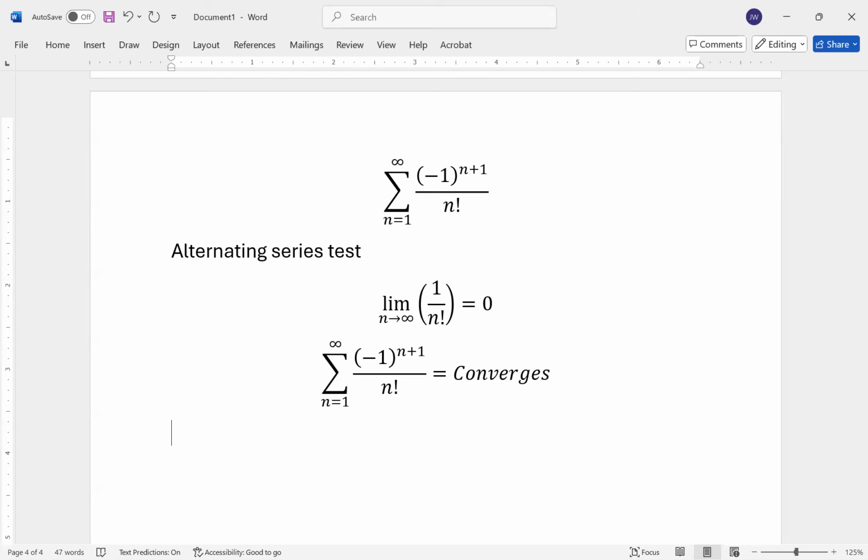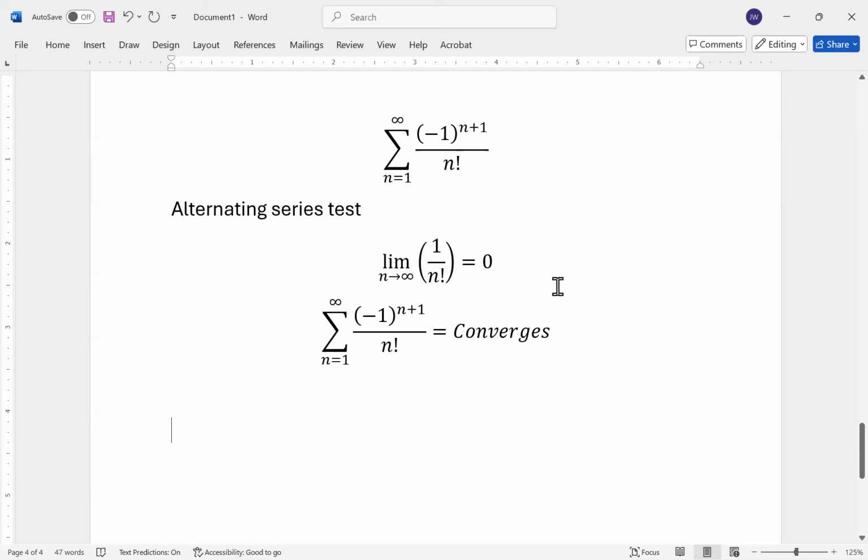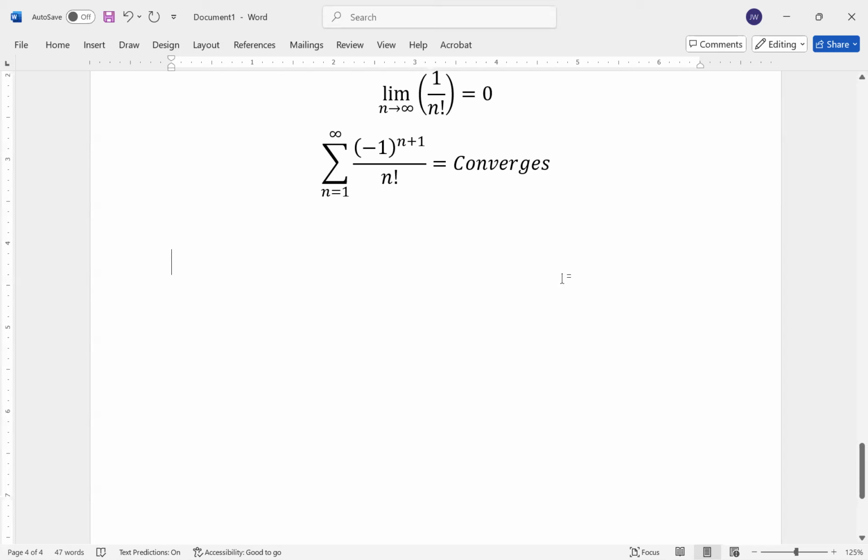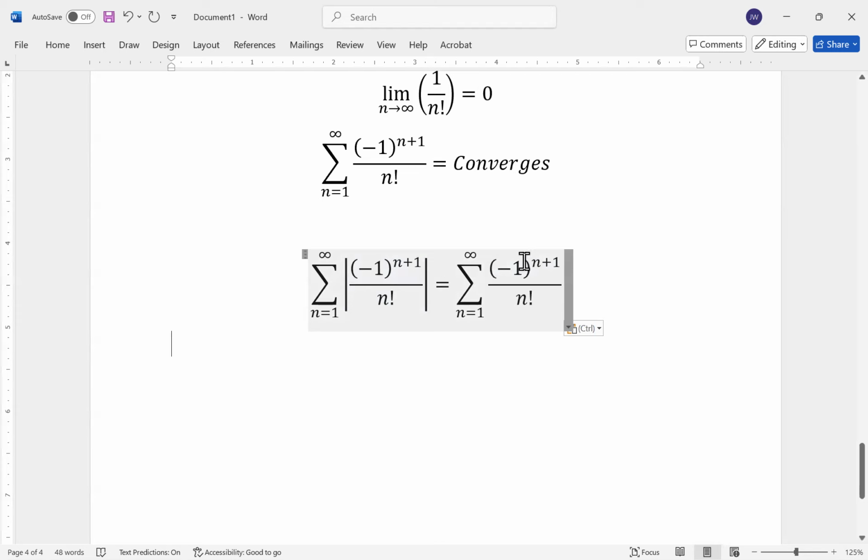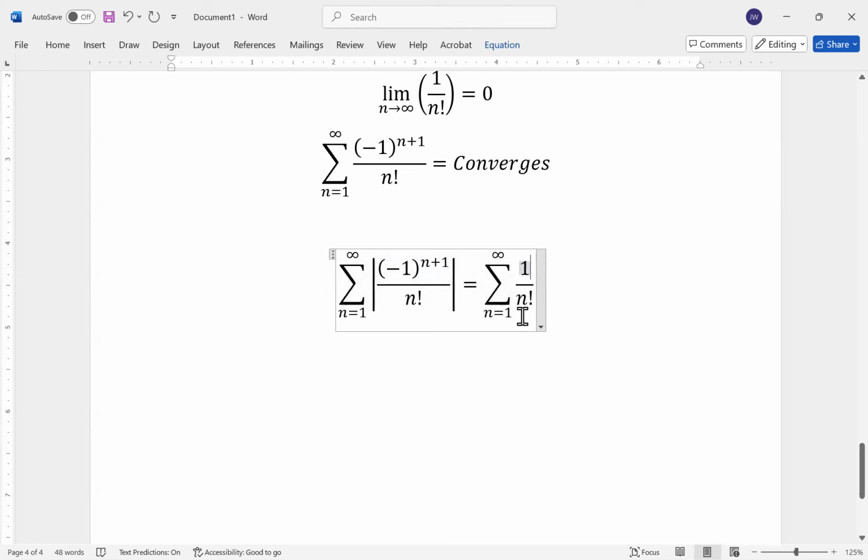Now that I know the series itself converges, I want to see if that convergence is absolute or conditional. And so what I do is I take another infinite series, which is the infinite series of the absolute value of all of my terms. Absolute value of -1 to a power just becomes 1. N factorial, when I'm plugging in positive integers, is always positive.